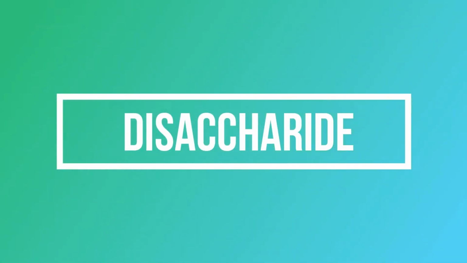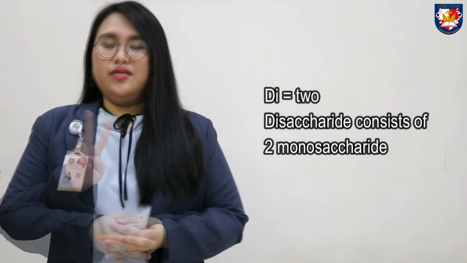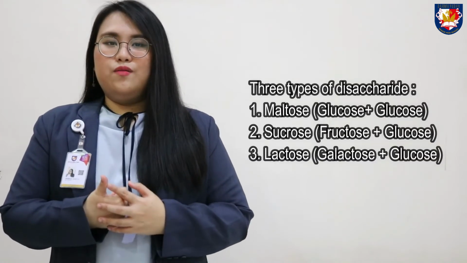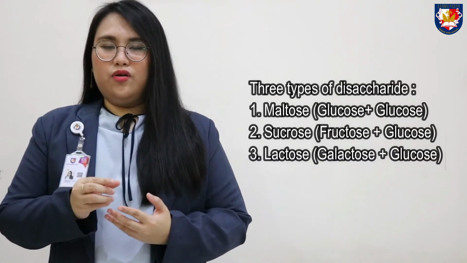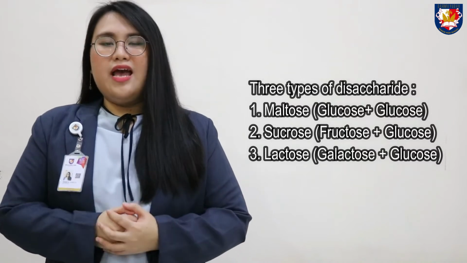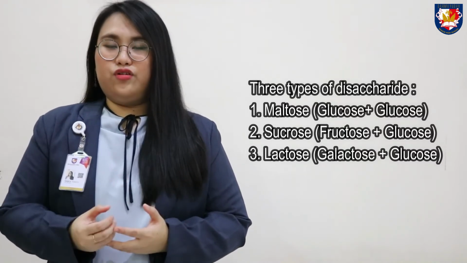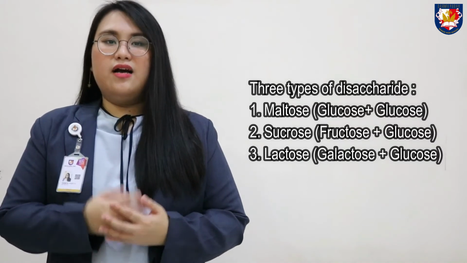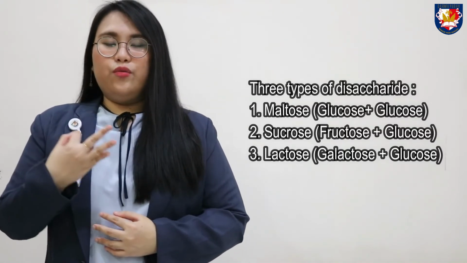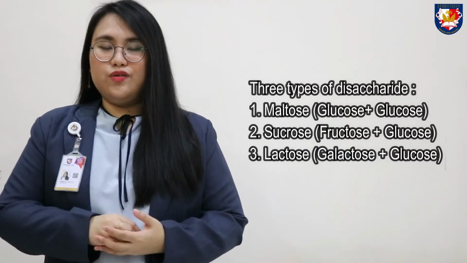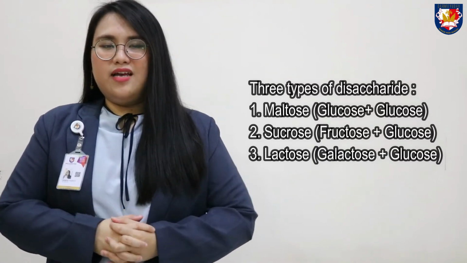Now let's discuss the second carbohydrate, which is the disaccharides. Di means two. There are three types of disaccharides. The first is maltose, which is a combination of glucose and glucose, and is mostly found in food. The second is sucrose, which is a combination of glucose and fructose, and is mostly found in fruits and vegetables. The third is lactose, which is a combination of glucose and galactose, and is mostly found in milk.